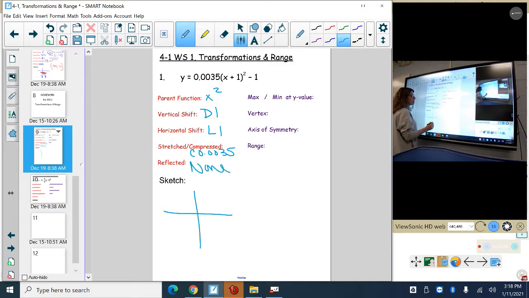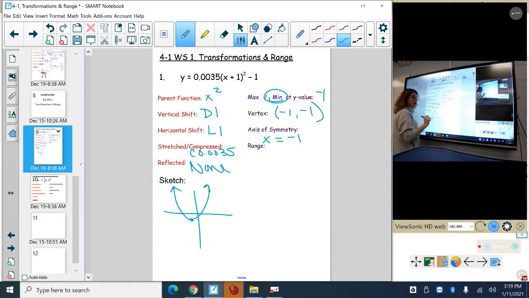So immediately let's sketch this. We are going to go to the left, which is negative, and down, which is negative. So I go to the point -1, -1. I am not reflected, so therefore I am opening up. So since I am opening up, I now have a minimum value at the y-coordinate of -1. And what is the axis of symmetry? X equals h, which is -1 as well.